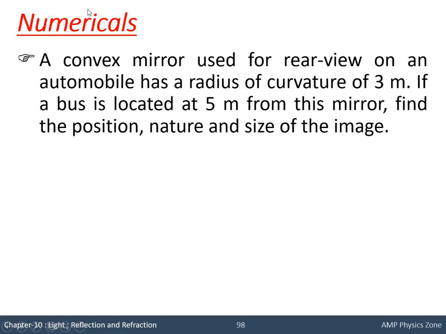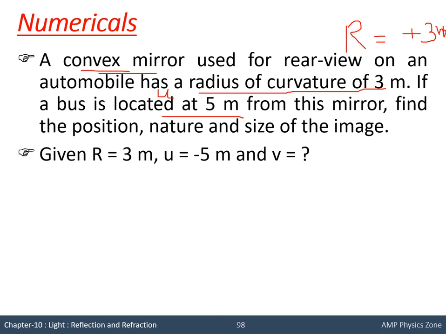Next question is a sum, that is, a convex mirror used for rear view on an automobile has a radius of 3 meter. If a bus is located at 5 meter from this mirror, find the position, nature and size of the image. So radius of curvature is R, as it is a convex mirror. So R will be plus 3, that you should know. So plus 3 meter. Bus is located at 5 meters. So this will be object distance. Find nature, position, size of image. Okay, so these things we need to find.